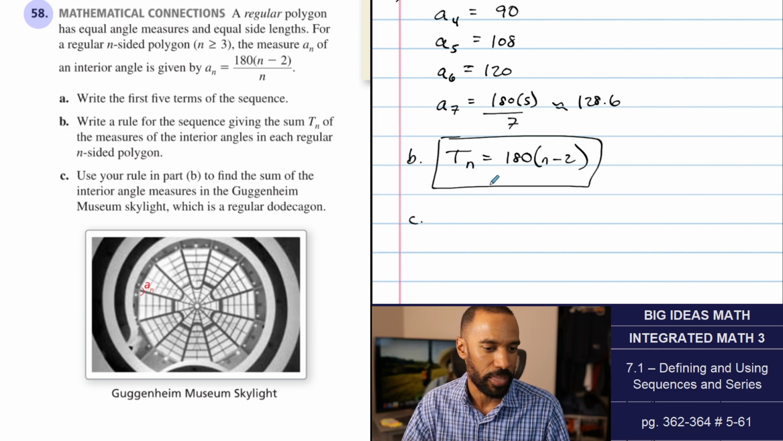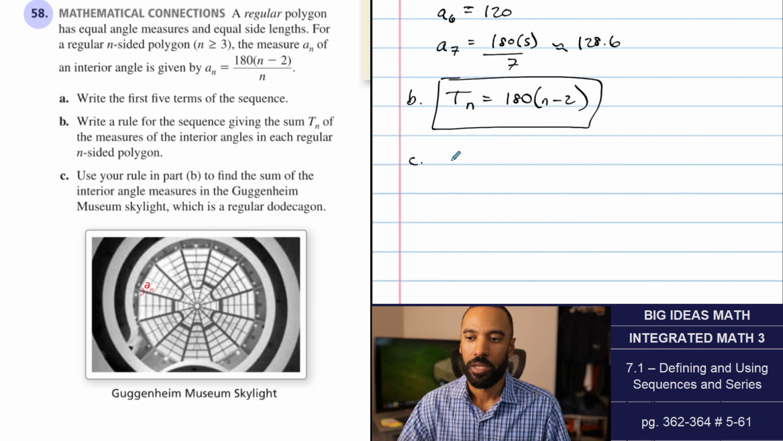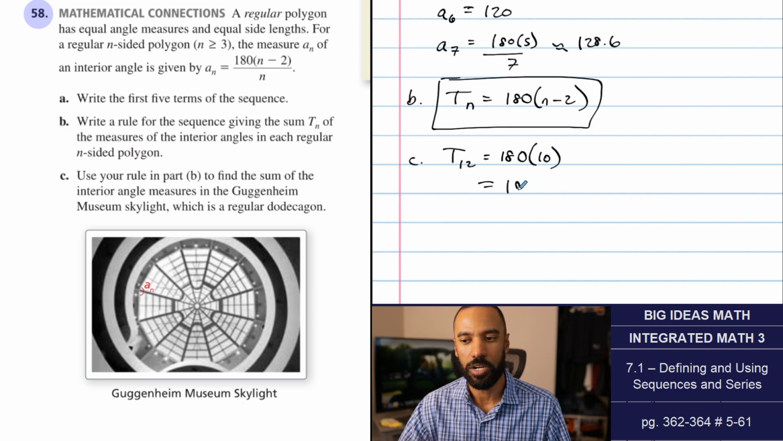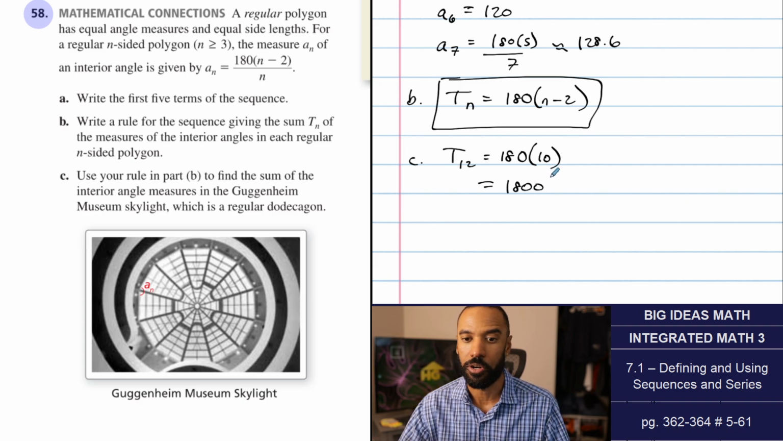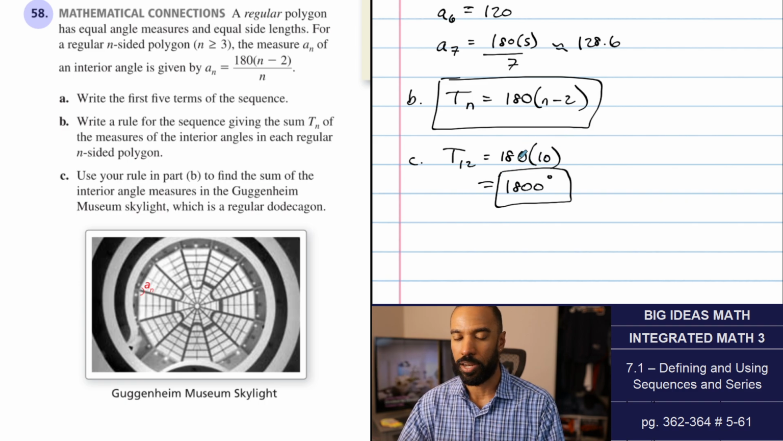Oh, that's what that was. I didn't know what that was. Skylight, which is a regular dodecagon. So in Part B, t sub 12 is 180 times 12 minus 2. Yeah, this is an interesting problem set because these are numbers that we would have had. So this is the sum, by the way, 1800 degrees.